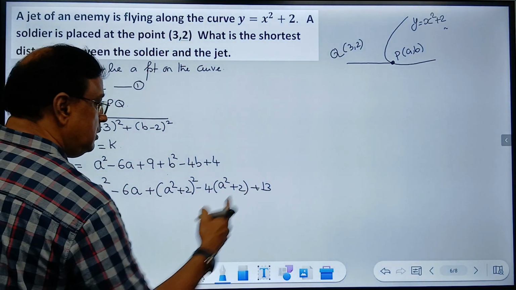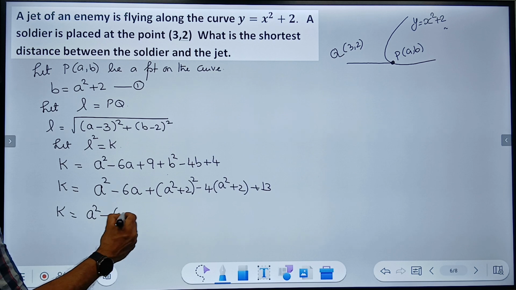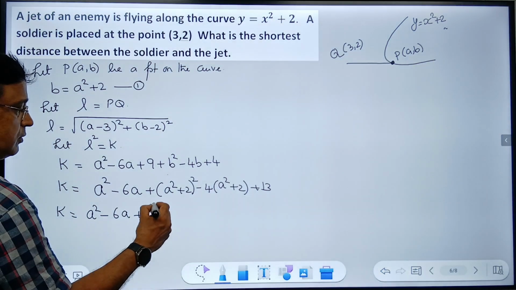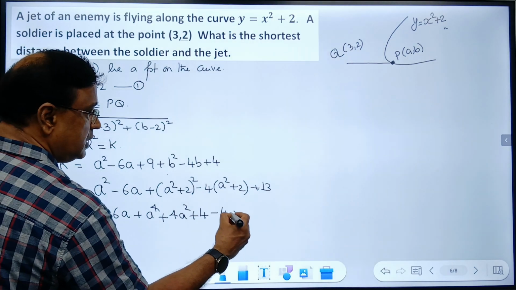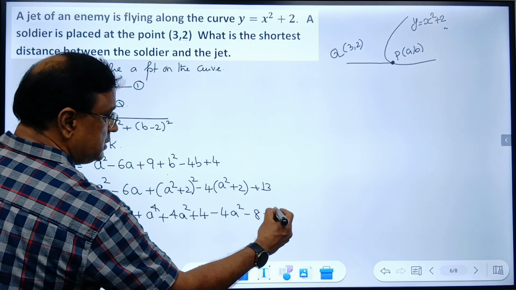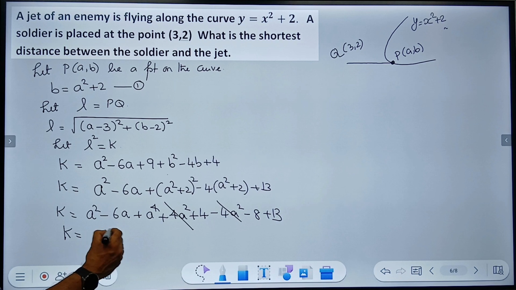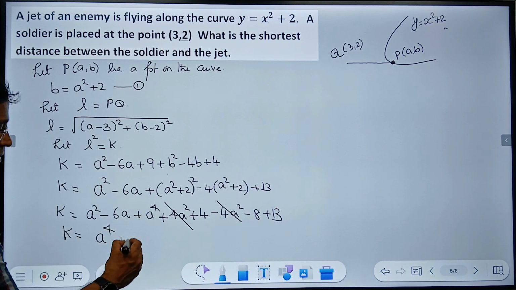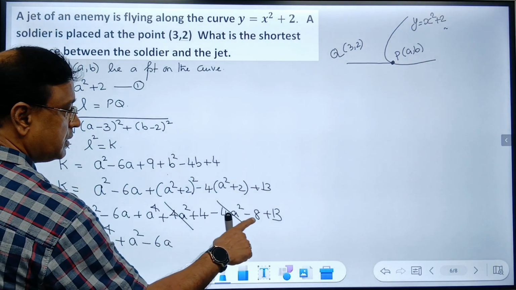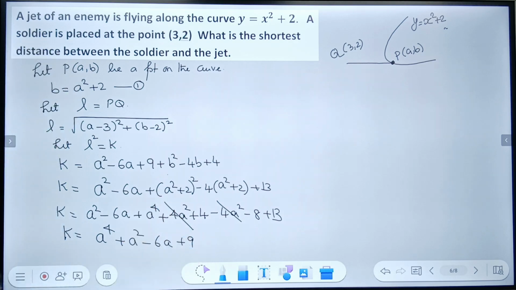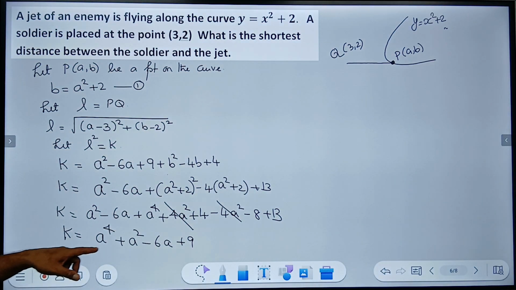Now everything is in a single variable, but I prefer to simplify it first. So this will be a square minus 6a plus a power 4 plus 4a square plus 4 minus 4a square minus 8 plus 13. So 4a square cancels. So what is k equal to? A power 4 plus a square minus 6a, and this 4 would come minus 4 plus 9, correct? This is minus 4, so it becomes plus 9. Okay, great. Now I got it in a single variable.